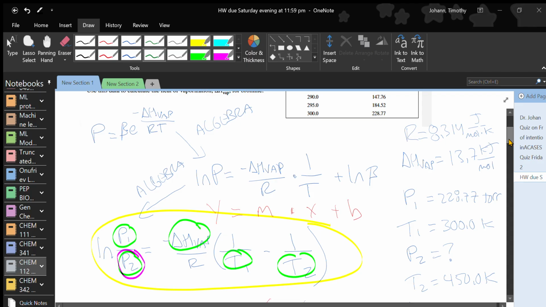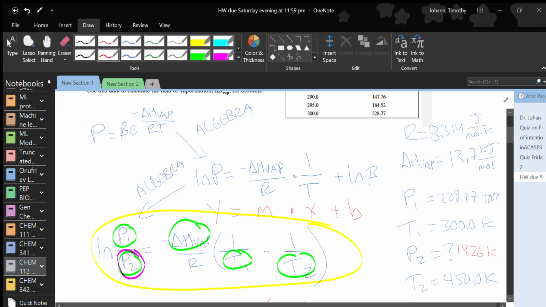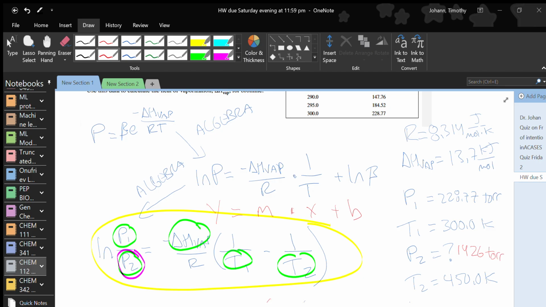Let's go ahead and write the answer here next to our starting conditions. So we had what? It was 14 something? 1426? Okay, great. By the way, a note on significant figures here. It's torr.